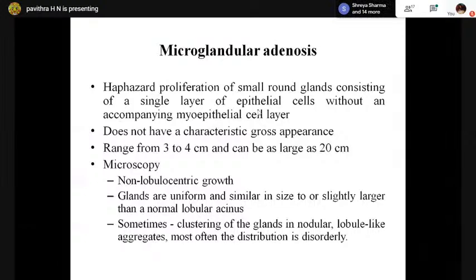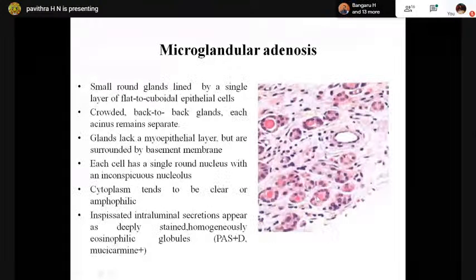And they do not have characteristic gross appearance, range mostly 3 to 4 centimeter, but they can be very huge, large. And these are not lobulocentric. Glands are uniform, small in size, slightly larger than the normal lobular acini. And there can be clustering of the glands at times and lobule-like aggregates. So main thing you have to know is the loss of the myoepithelial layer. So this is where they'll be having small round glands, and they are lined by either flat to cuboidal epithelial cells. There will be loss of myoepithelial cells.